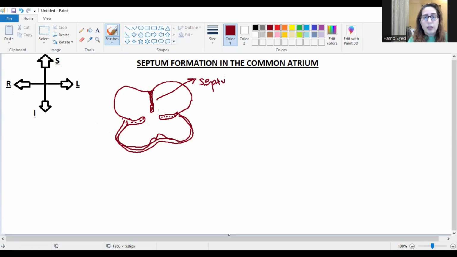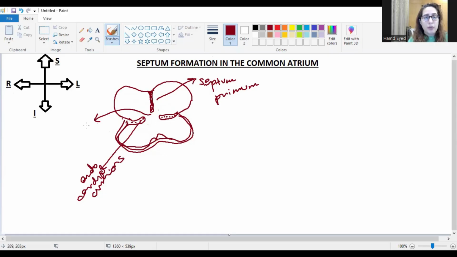Okay, so this is the septum primum, which has grown from the wall of the common atrium, that is, the roof of the common atrium. And this space or gap which has remained over here between the lower edge of the septum primum and the endocardial cushions, I'm just going to label this over here so we remember what we're talking about.